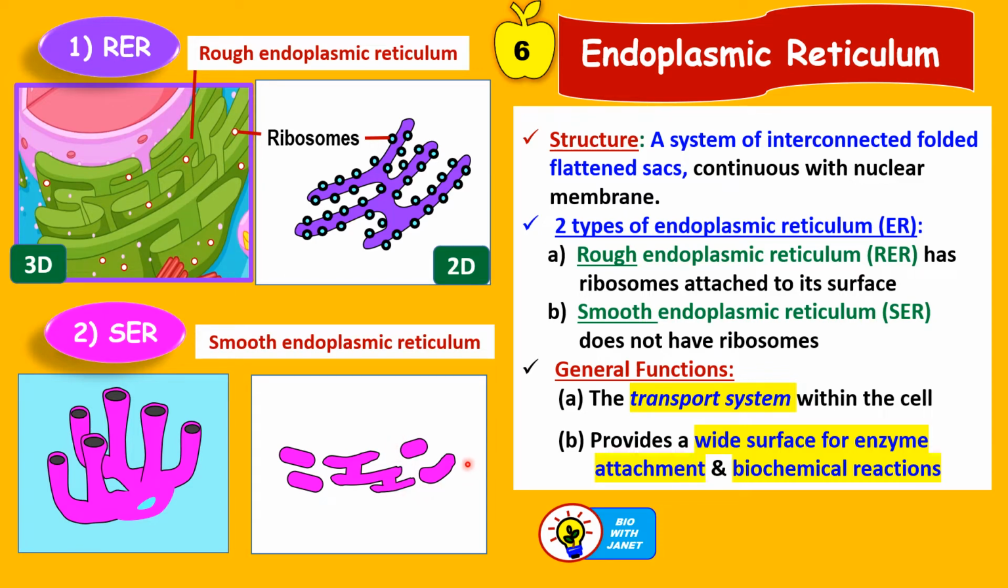Okay, now the function. Generally, the function of the endoplasmic reticulum is that it is the transport system within the cell. Why? Because it transports various substances like proteins, lipids, and so forth. But we are going to discuss the specific function of rough endoplasmic reticulum and smooth endoplasmic reticulum in the next slide. So generally, the endoplasmic reticulum is the transport system within the cell, and it provides a wide surface. I can see the surface is very wide because of the flattened folded shape. So a wide surface for what? Enzyme attachment and also biochemical reactions on its surface, right?